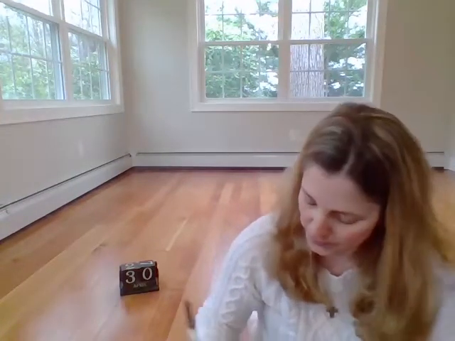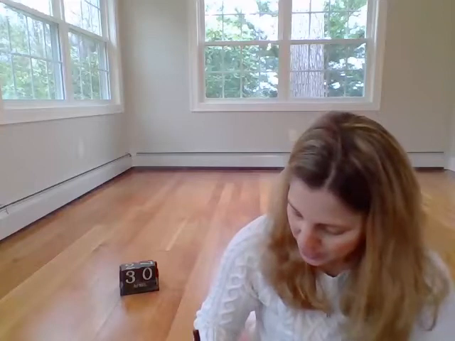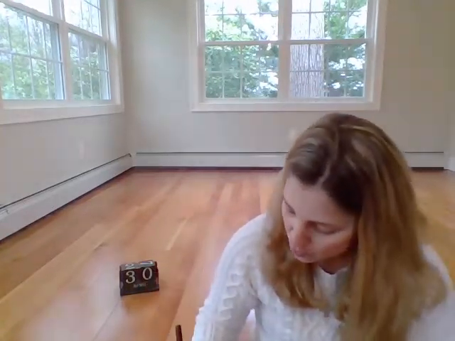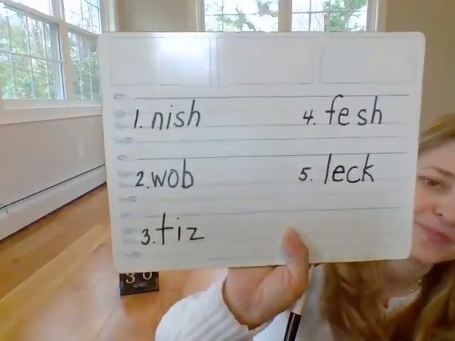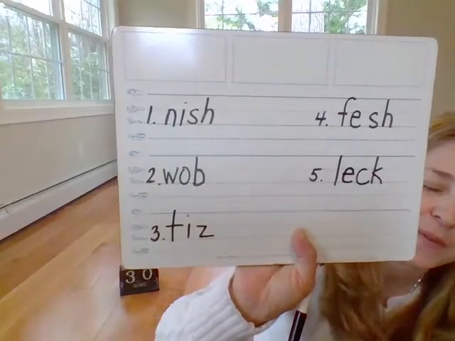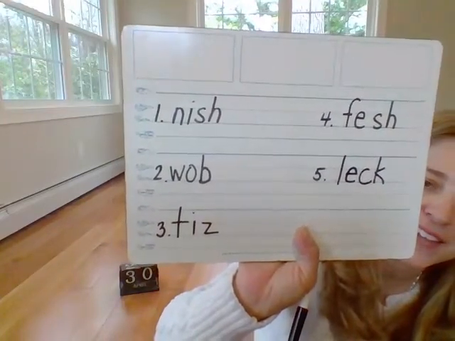L-E-K. L, lamp, L, E-ed-e. Now, k, after the short vowel, is not just C, it's not just K, it's C-K, because it's after that short vowel. Lek. Make sure it looks like mine. If it doesn't, you can fix it.